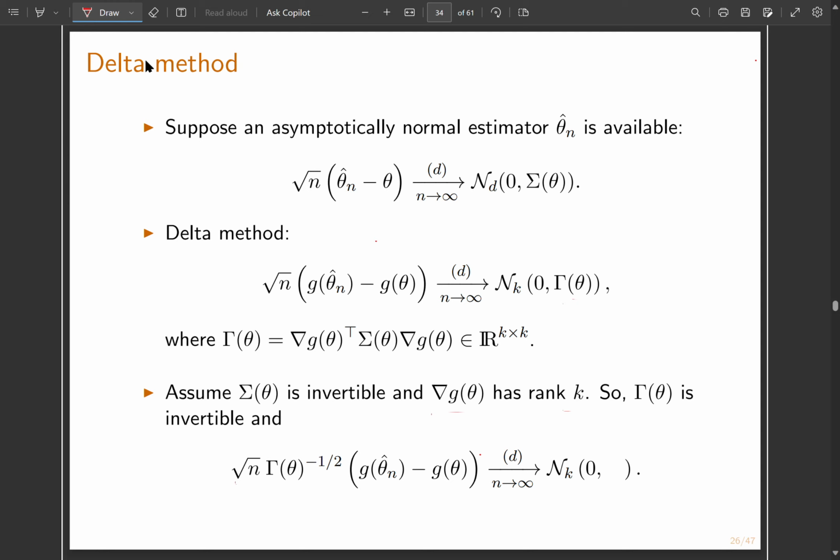Today we'll be talking about the delta method. Initially, to begin with, we have this expression: theta hat of n minus theta is a normal distribution. That's what we have.